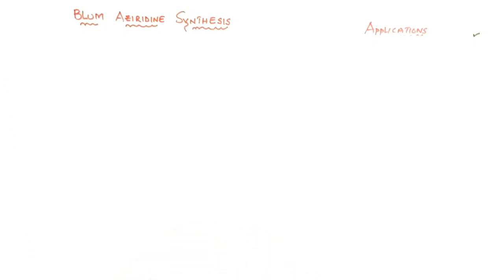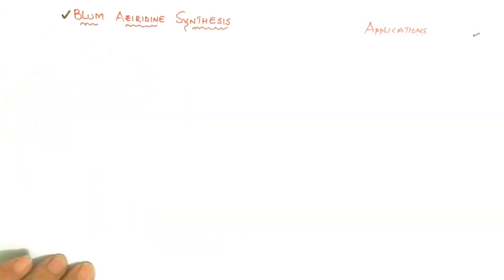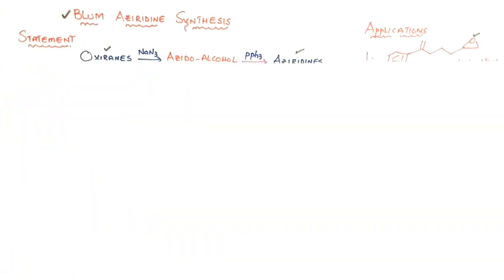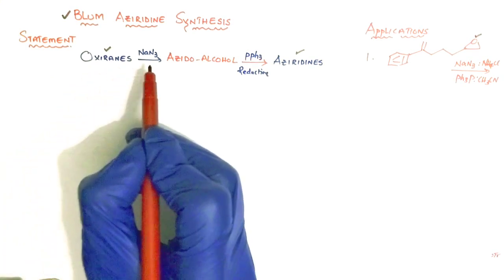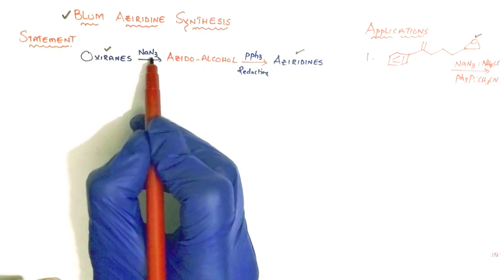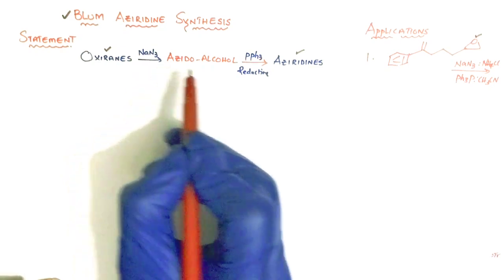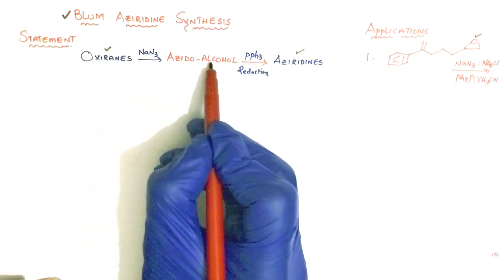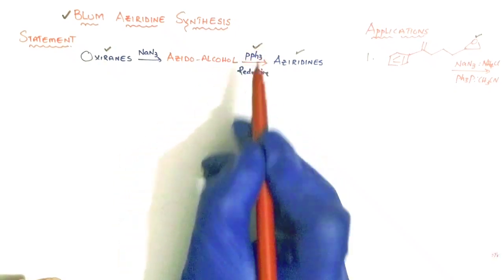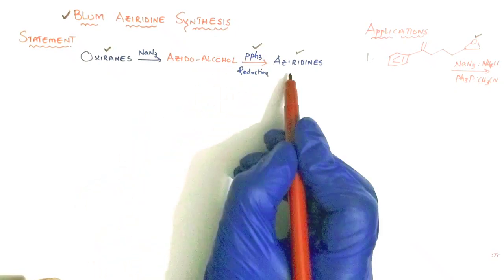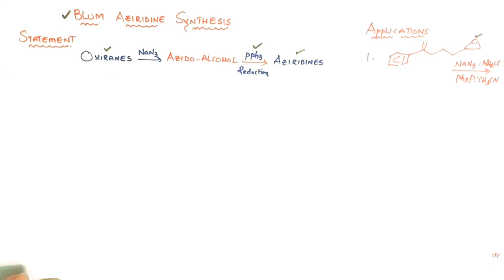Let's discuss the next named reaction, that is Blum Aziridine synthesis. Let's see the statement. The reactants, oxiranes, are initially treated with sodium azide to form azido alcohol. The formed azido alcohol is treated with triphenylphosphine to produce aziridine.